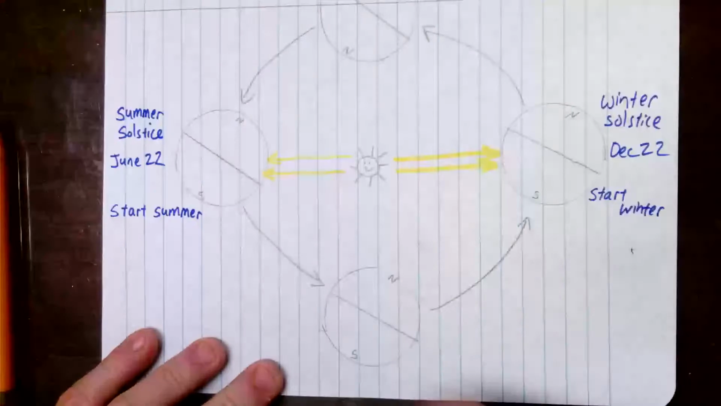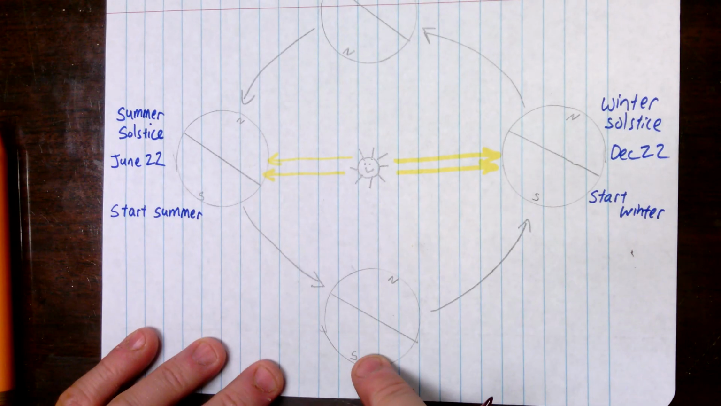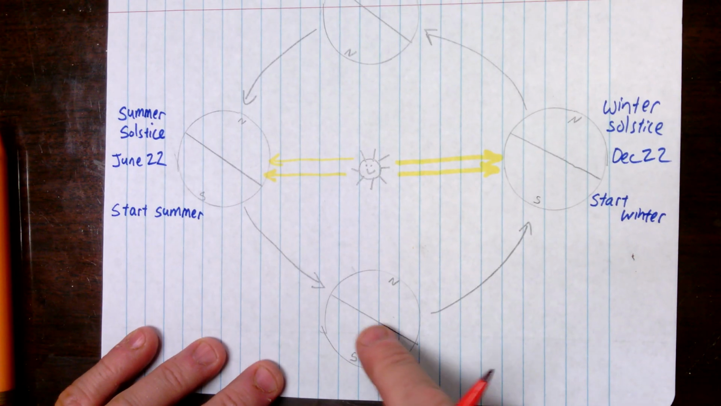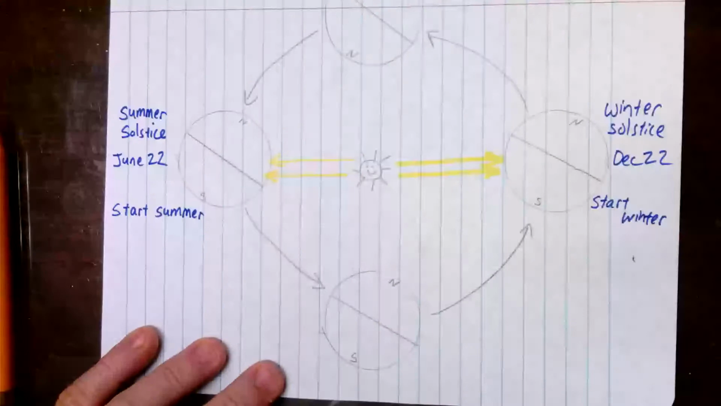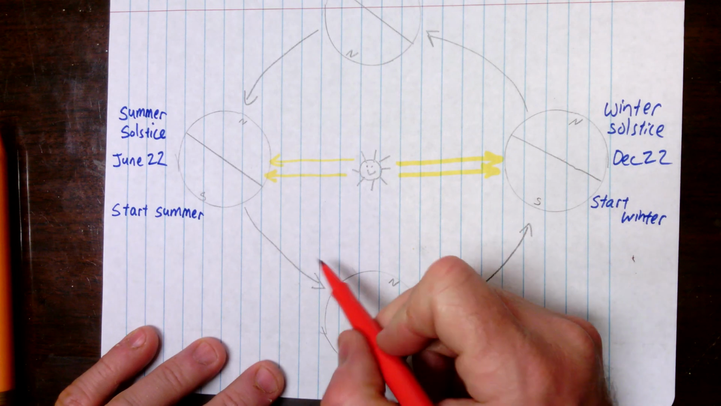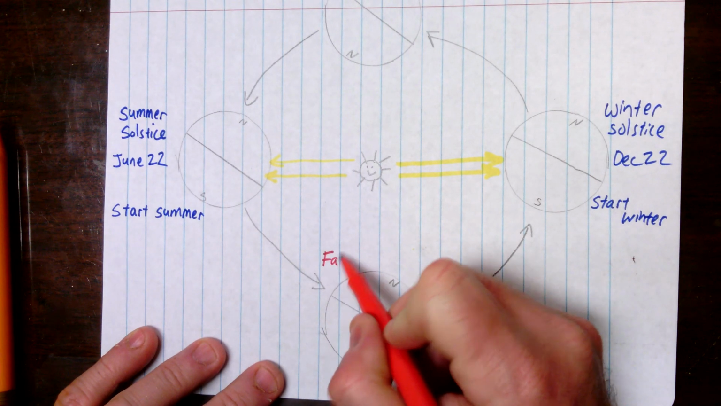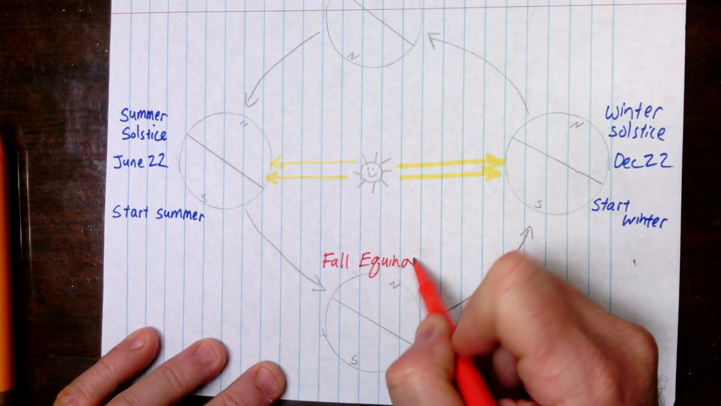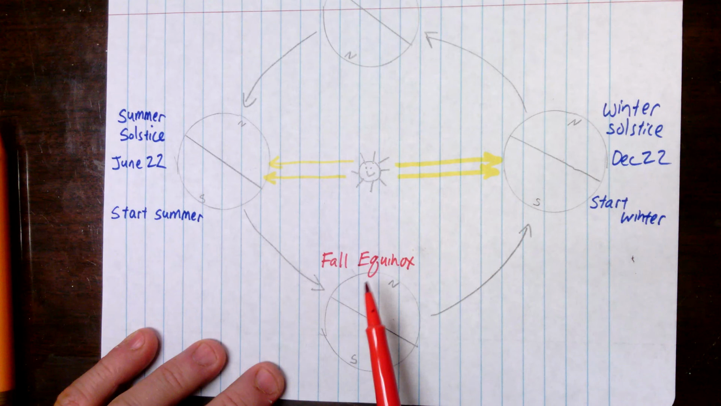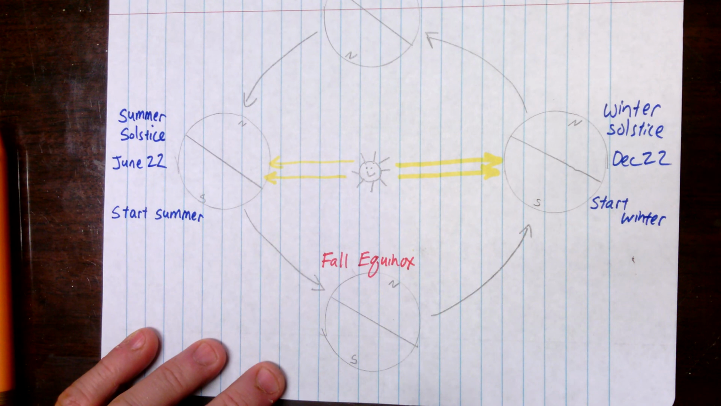What makes this day special? Well, this is a day where neither hemisphere is tilted towards or away from the sun. Both hemispheres get equal sunlight. This is called the fall equinox. Equinox meaning equal sunlight. Equinox, equal sunlight.